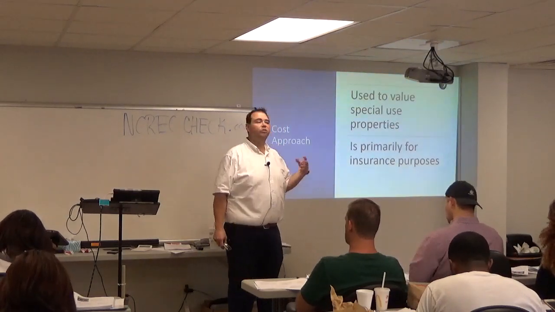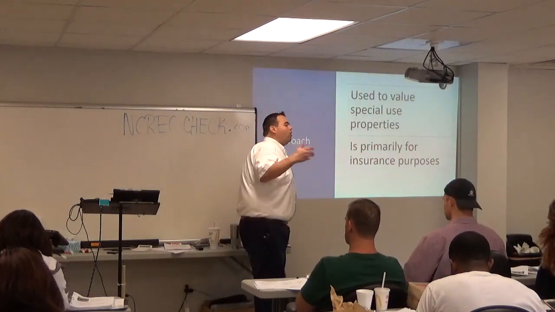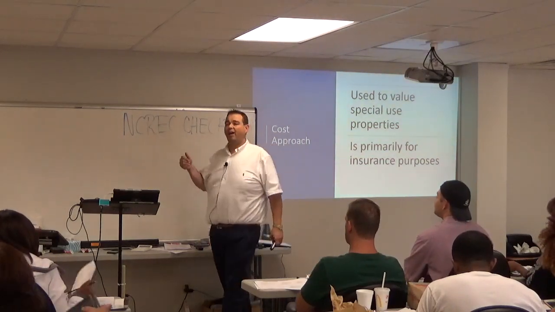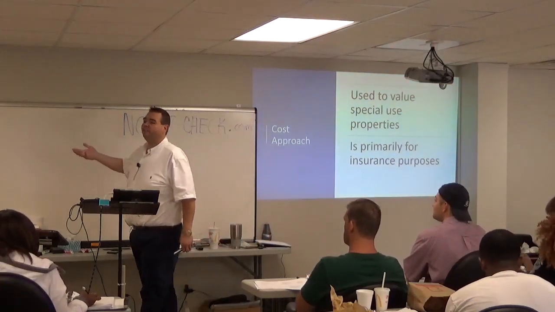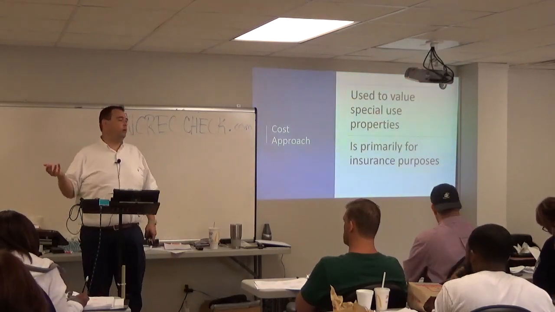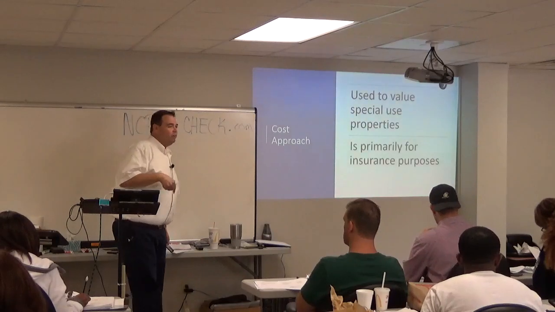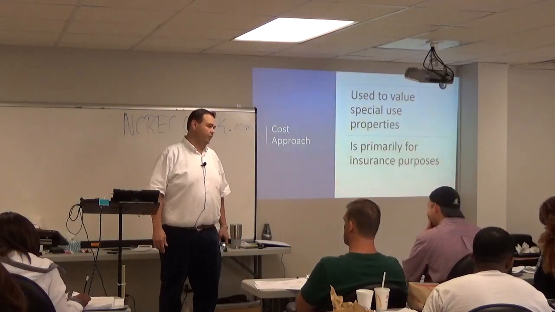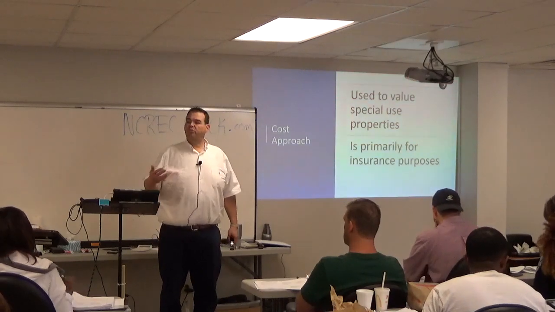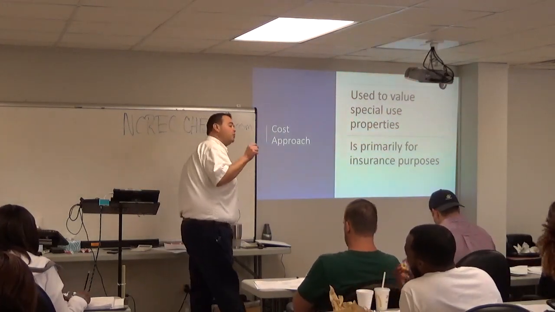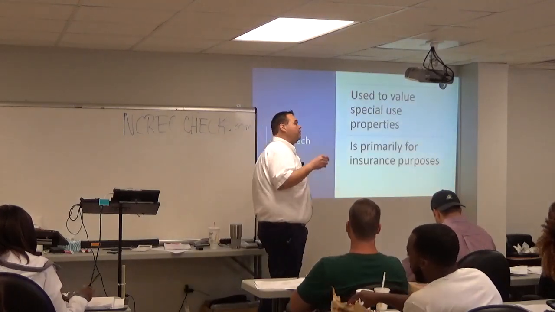And the reason we use the cost approach is there are no sales to compare it to. Remember, the sales comparison approach requires us to have other recently sold comparable properties. Well, if I'm trying to come up with a value for a library, what are the odds of me finding a similar library that sold recently? There's just no point of comparison. So the sales comparison method doesn't work for these kinds of properties.